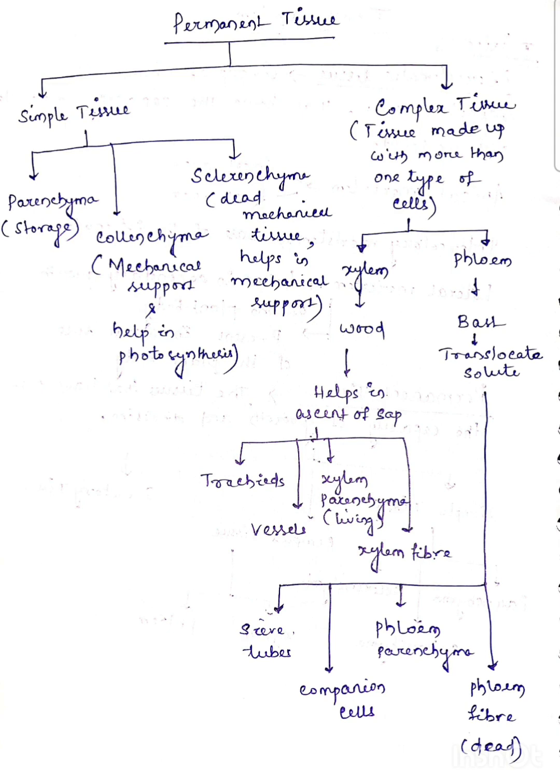Xylem is divided into tracheids, vessels, xylem parenchyma and xylem fiber. Phloem is divided into sieve tubes, companion cell, phloem parenchyma and phloem fiber. From all the components of the xylem, xylem parenchyma is the only living component. And from all the components of phloem, phloem fibers are the dead component.